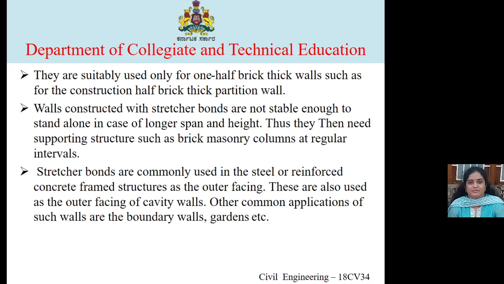Walls constructed with the stretcher bond are not stable enough to stand alone in case of longer span and height. Thus, they need supporting structures such as brick masonry columns at regular intervals. For a longer length, you need to provide brick masonry columns in between at regular intervals. Stretcher bonds are commonly used in steel or reinforced concrete frame structures as the outer facing. These are also used in the outer facing of cavity walls. Other common applications of such walls are boundary walls, garden walls, etc. Okay, this is regarding the stretcher bond.